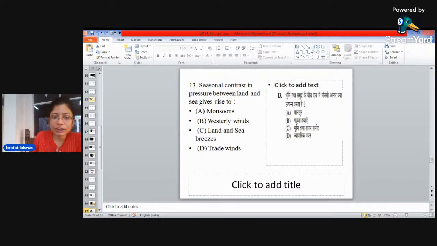Well, the next question, question 13, is: seasonal contrast in pressure between land and sea gives rise to monsoon, or westerly winds, or land and sea breezes, or trade winds.